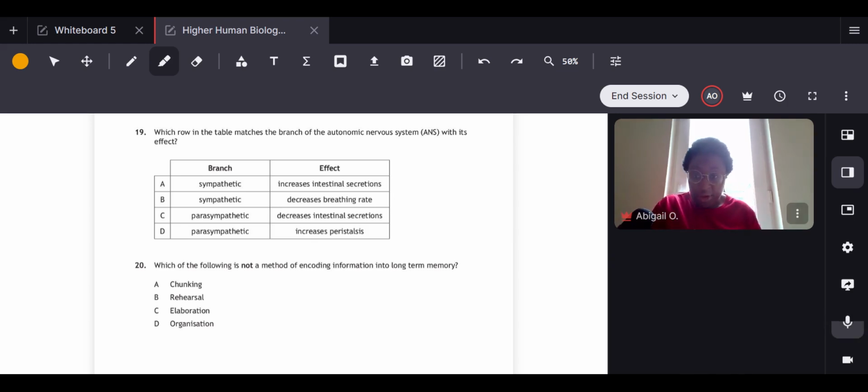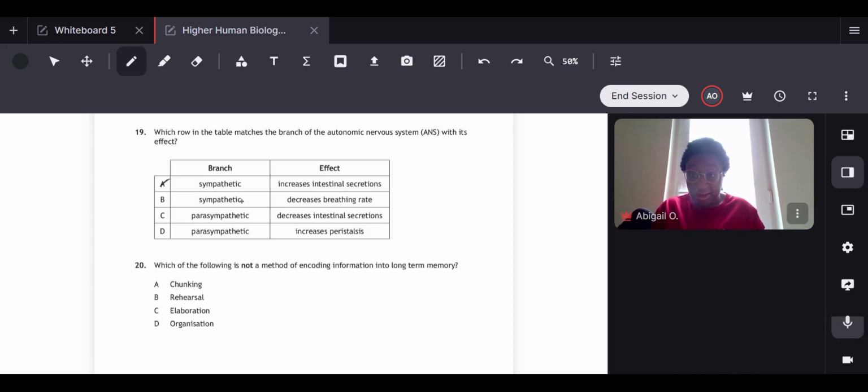So if we're going to look at this, we're going to look at the sympathetic thinking. Sympathetic's got to be right, fight or flight. Parasympathetic is going to be rest and digest. Okay. So if that's the case, if we have a sympathetic branch and it increases intestinal secretions, that cannot be correct. The reason is intestinal secretions will increase when you're resting and digesting.